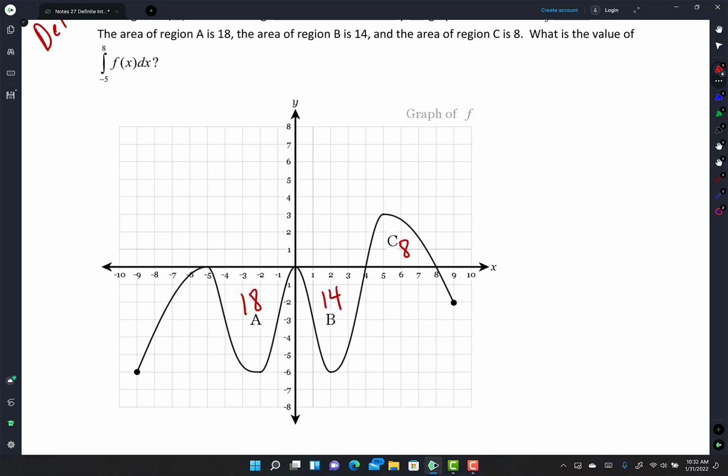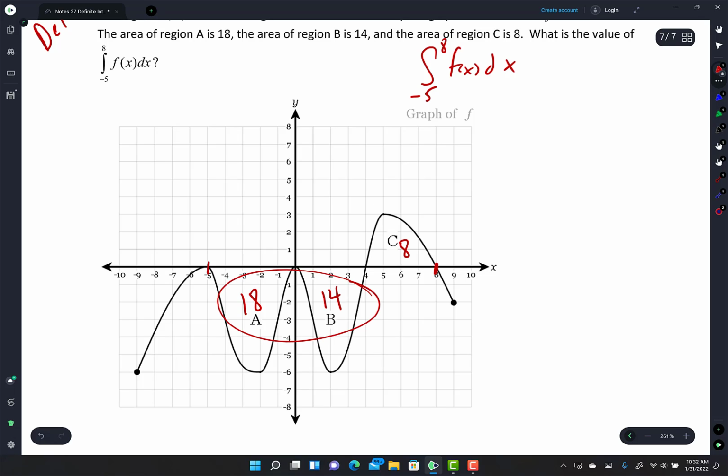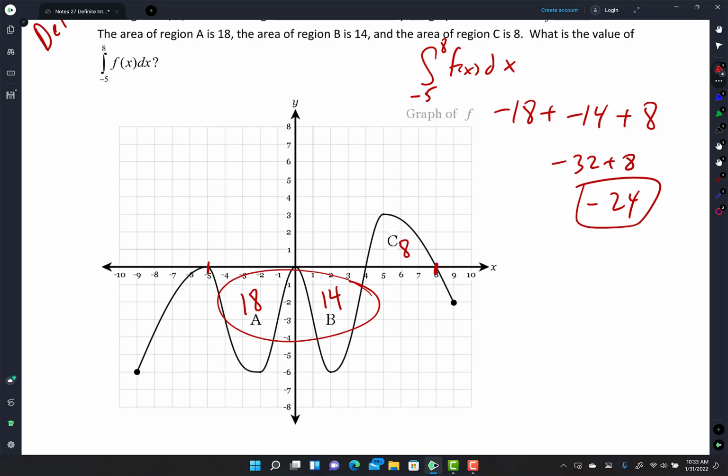What is the value of the integral from -5 to 8 of f of x dx? Okay, because they tell me the integral symbol is between -5 and 8, so mark it. These two values down here are what? -5 and 8, so I'm going to go -18 plus -14 plus 8. Does that make sense, guys? -18 and -14 is -32, and then -32 plus 8 is -24.